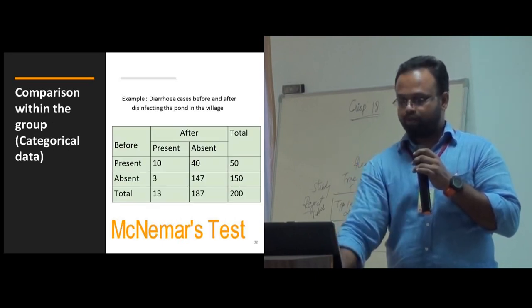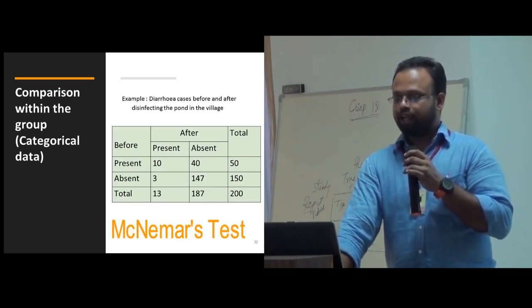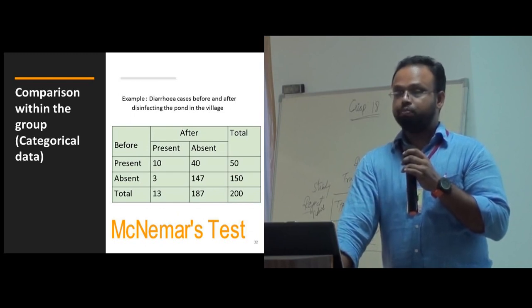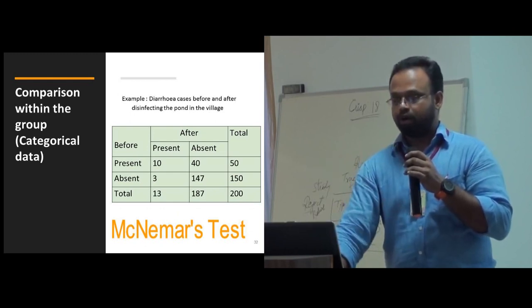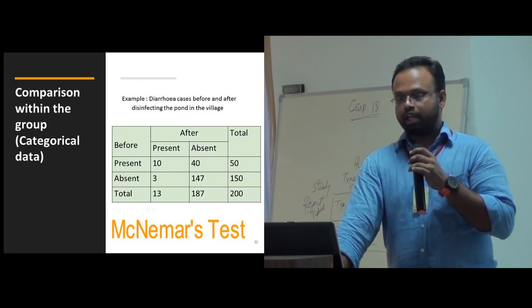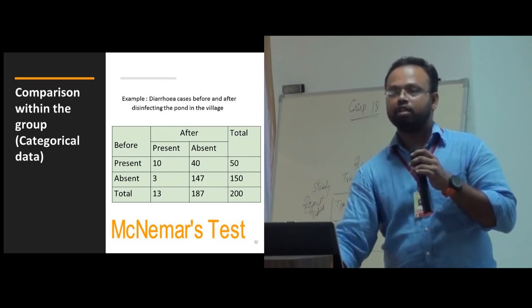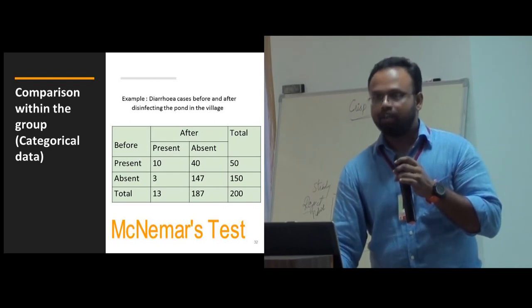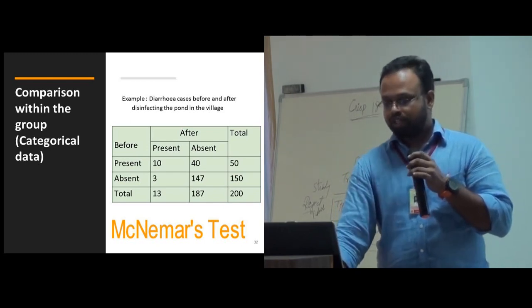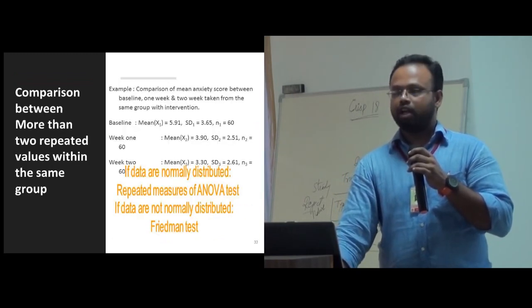Now for this group, the Epi Info group: comparison within the group, categorical data, diarrhea cases before and after disinfecting the pond. What is the test of choice? It is a categorical variable, before and after. So the test of choice is McNemar's test, correct.